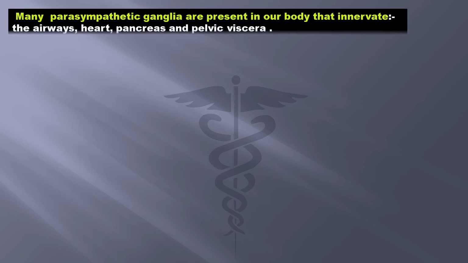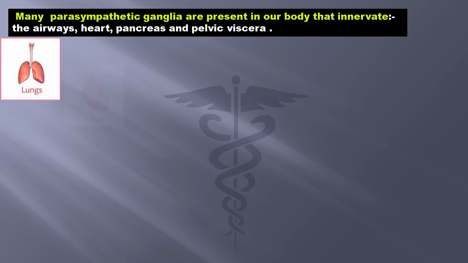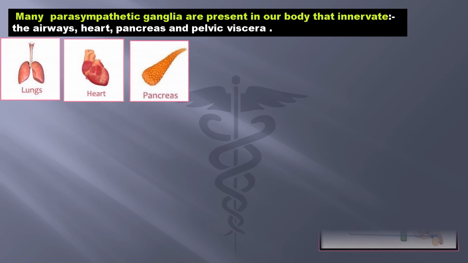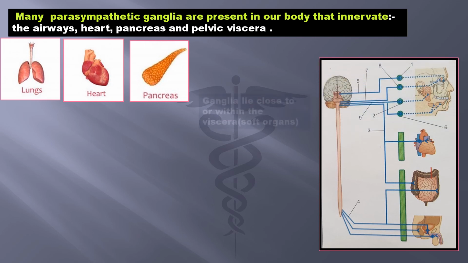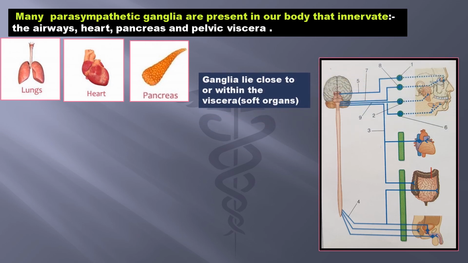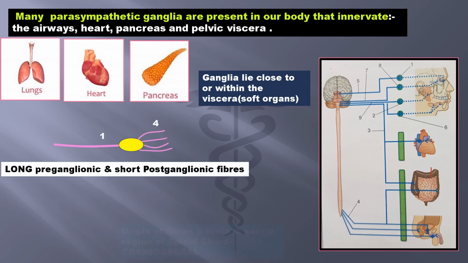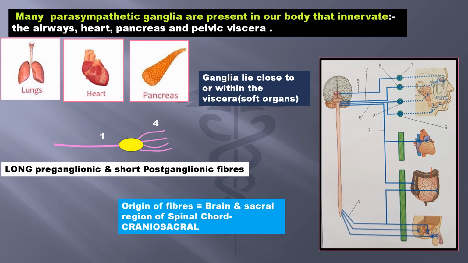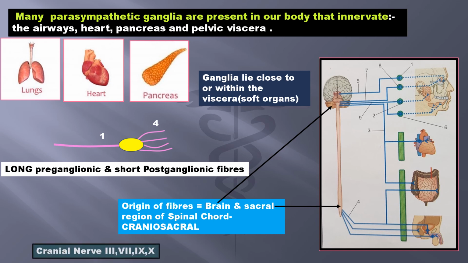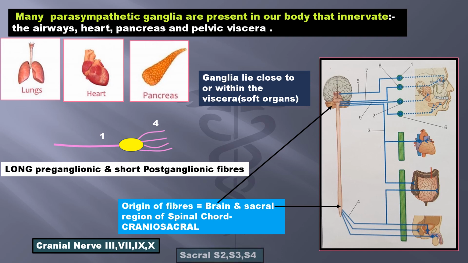Many parasympathetic ganglia are present in our body that innervate the airway, heart, pancreas, and pelvic viscera. The ganglia lie close to or within the viscera. Viscera means the soft organs. So they have long preganglionic and short postganglionic fibers. They originate from the brain and sacral region of the spinal cord, that is, they have craniosacral outflow. The neurons begin at the cranial nerves 3, 7, 9, and 10, and sacral S2 to S4 of the spinal cord.